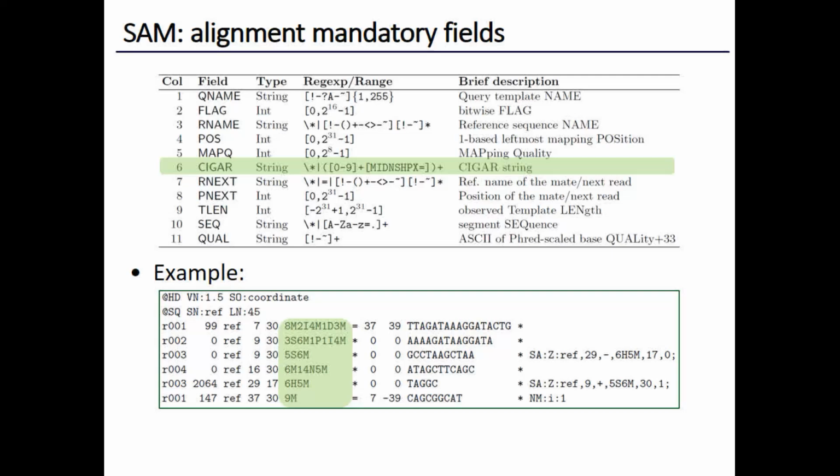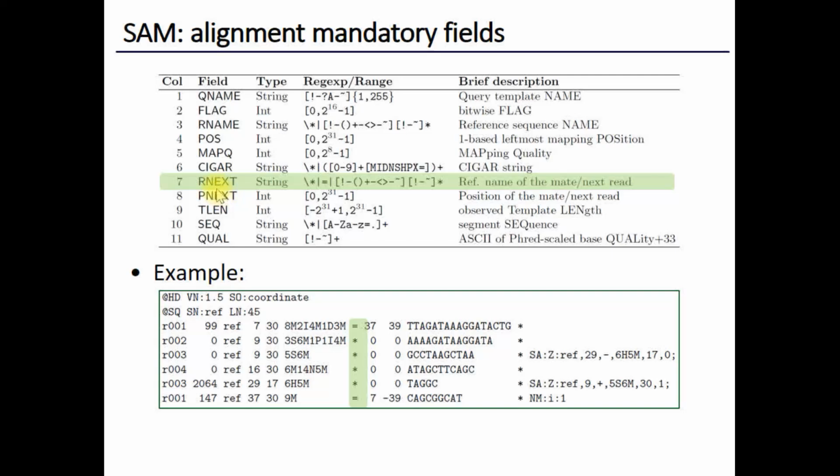The next field is the CIGAR string. I will talk about it in the next slide. It will give you some information. For example, this is 8 match or mismatch, 2 insertion, 4 match or mismatch, 1 deletion, and then 3 match or mismatch. And there are some soft clip and hard clip.